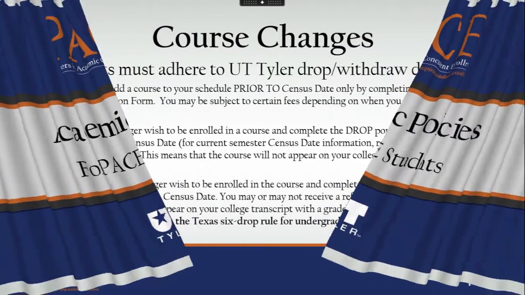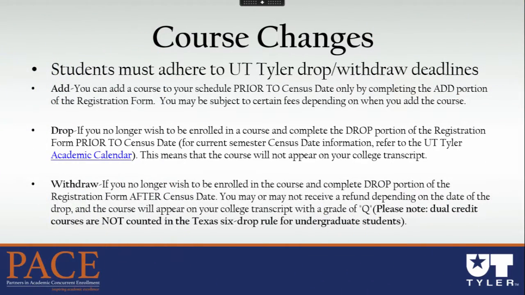Students can drop or withdraw from courses in accordance with university policy as long as they adhere to the UT Tyler drop and withdraw deadlines. Dropping a class means you no longer wish to be enrolled and you complete the drop portion of the registration form prior to census date.